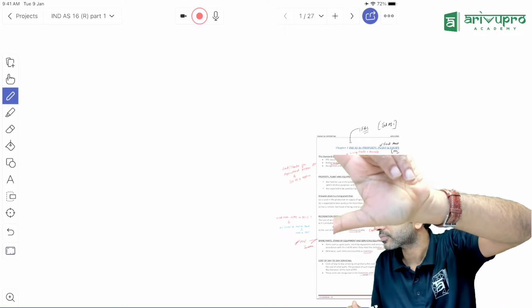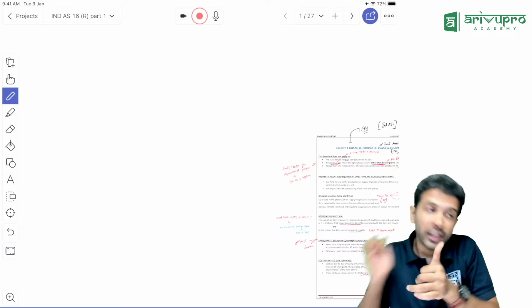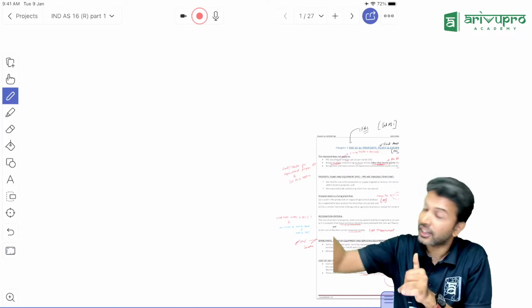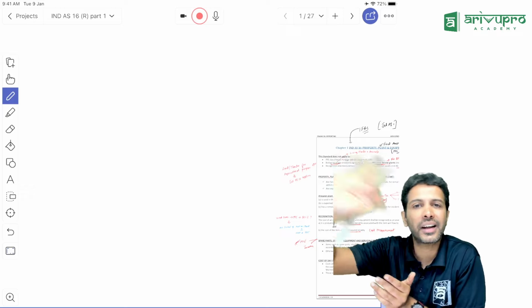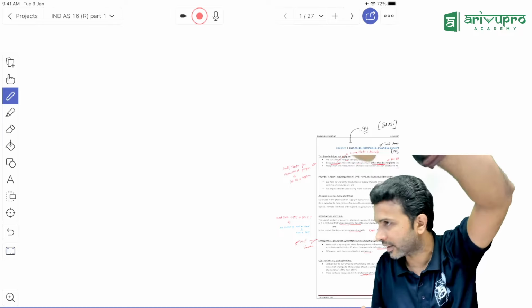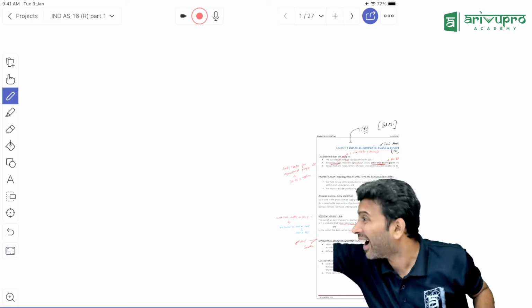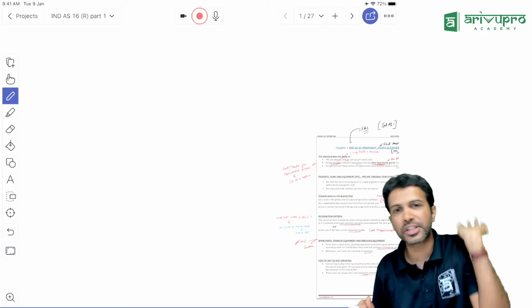What are those? Non-applicability. One, it is not applicable for held for sale assets. Once the PPE is classified as held for sale, you cannot apply Ind AS 16 because we have Ind AS 105 for it. Next one. Biological assets used for agricultural activity. But there is one exception to this.